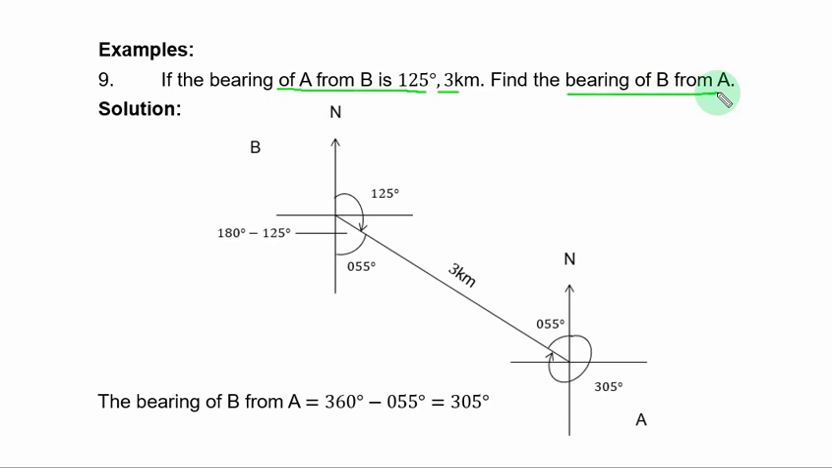In practical bearing problems, one key word you always watch out for is "from." The word directs you to know where to start from. In this question, the bearing of A from B, you locate the bearing of A by going to point B. That is the meaning. So let's take somewhere here as point B.